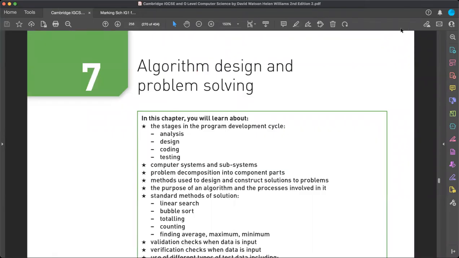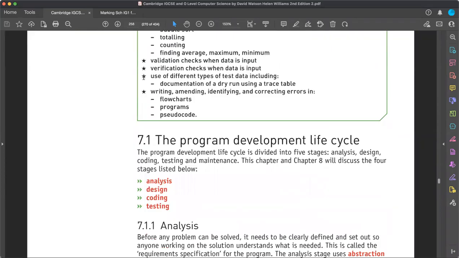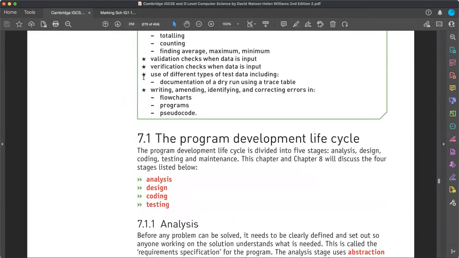Okay, today we are going to start chapter number 7 from paper 2, IGCSE O Levels Computer Science. Our subject code is 0478 and the chapter name is Algorithm Designing and Problem Solving. So we are going to prepare ourselves for the quiz.